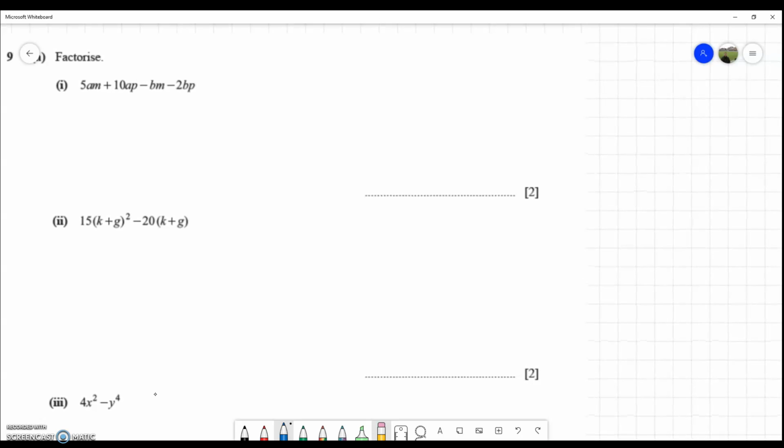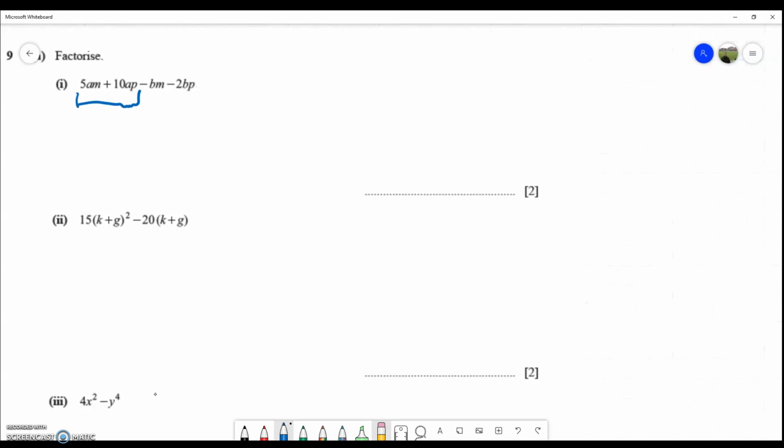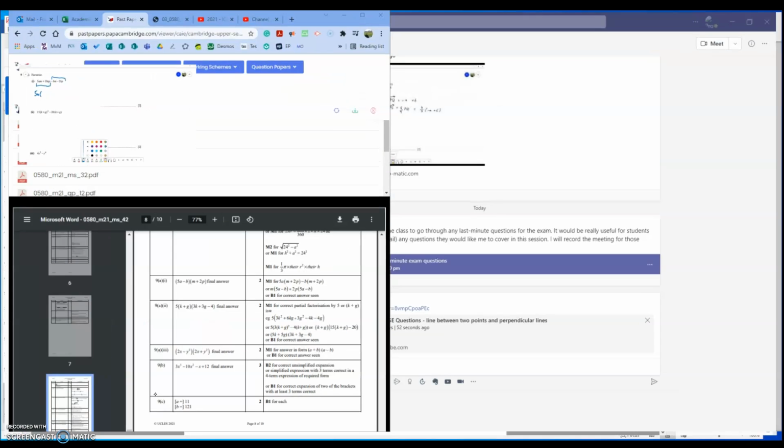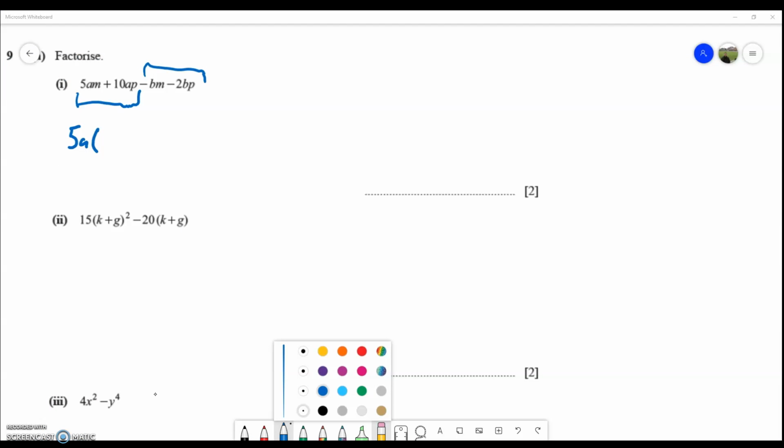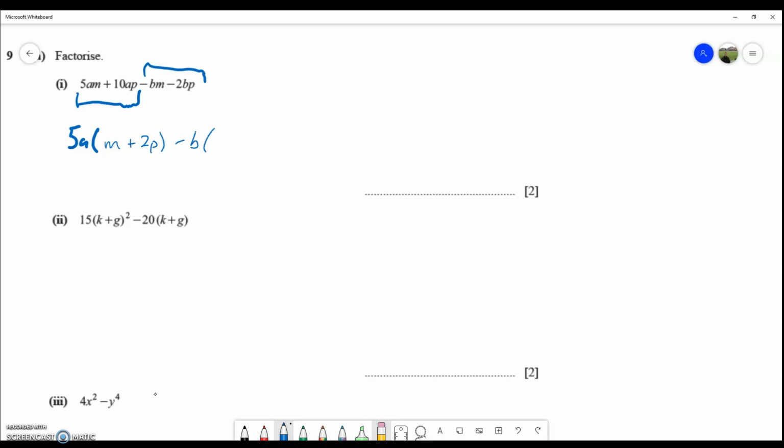So what we can find though is a common factor for the first 2 and a common factor for the second 2. If we take a look at the first one, there's a common factor of 5a. So that means that must be m plus 2p. If we look at the second set, you can see that there's a common factor of minus b. So minus b, put the other factors inside, which is m plus 2p.